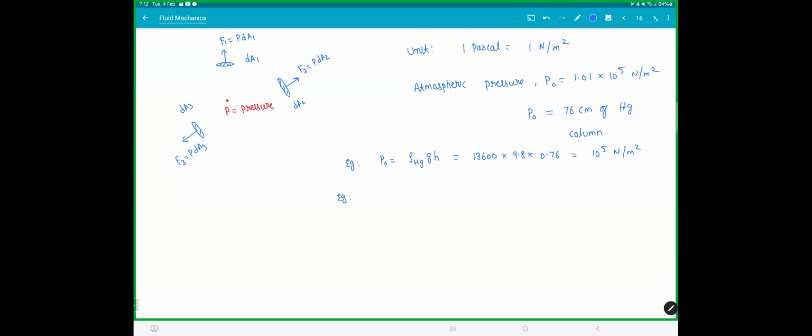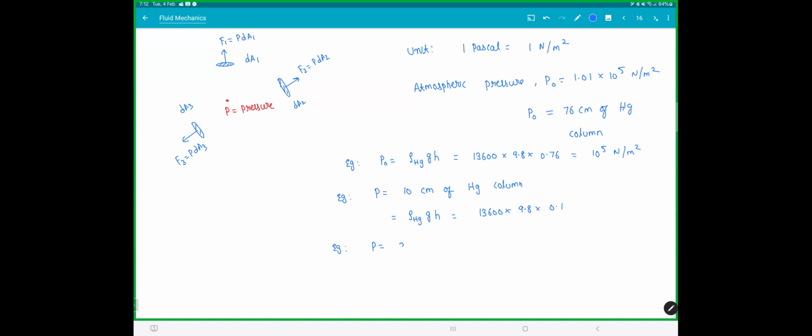They will say the pressure is 10 centimeters of mercury column. Then you have to convert this length into pressure. So this is rho mercury g h. This will be 13,600 times 9.8 times 0.1.